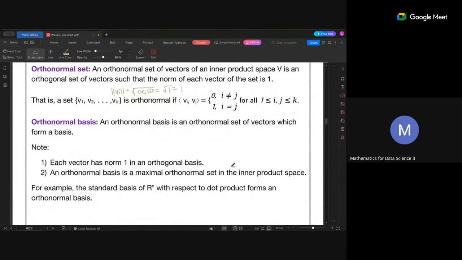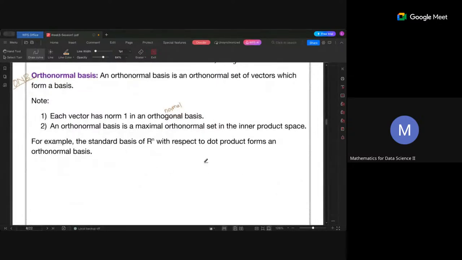Fine. So an orthonormal basis is an orthonormal set of vectors which forms a basis. So it is a set of orthonormal vectors, that's all, which forms a basis. Now each vector in an orthonormal basis has norm 1, correct? Because it is orthonormal. An orthonormal basis is a maximal orthonormal set in an inner product space. So you already know that standard basis with respect to dot product forms an orthonormal basis, right?